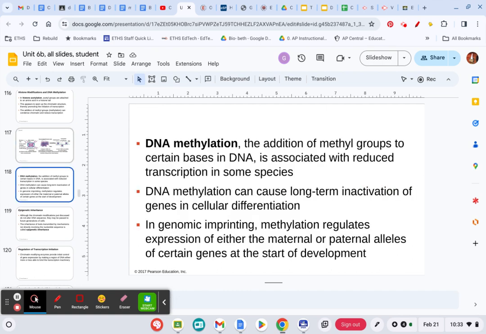Methylation is associated with reduced transcription in some species. DNA methylation can cause long-term inactivation of genes. And that means that it could actually turn it off even during development. And so particular genes could get turned off very, very early on.